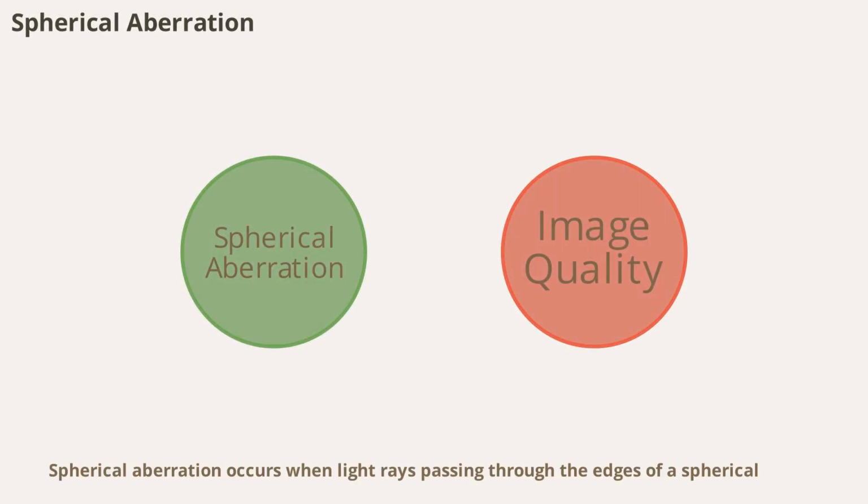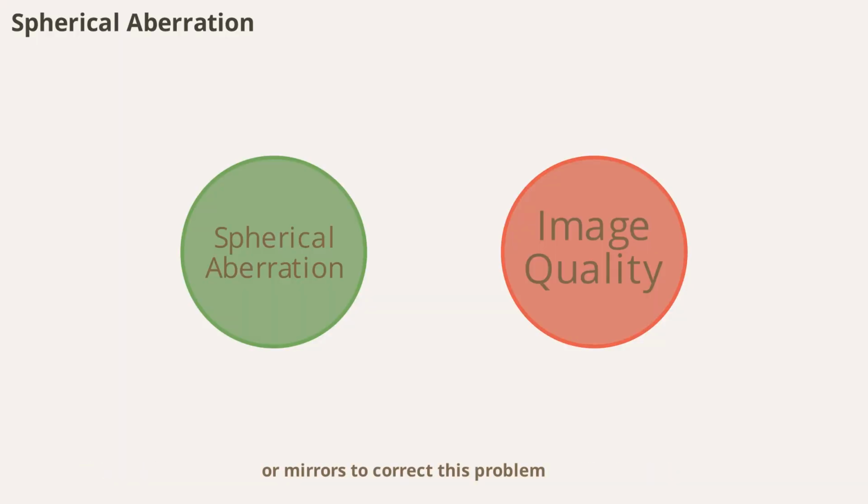Spherical aberration occurs when light rays passing through the edges of a spherical lens or mirror focus at different points than those passing through the center. This results in a blurred image. Optical engineers use specially shaped lenses or mirrors to correct this problem, ensuring sharp and clear images in devices like cameras and telescopes.